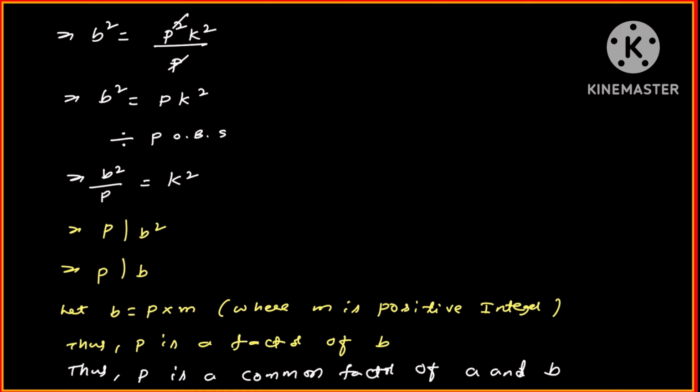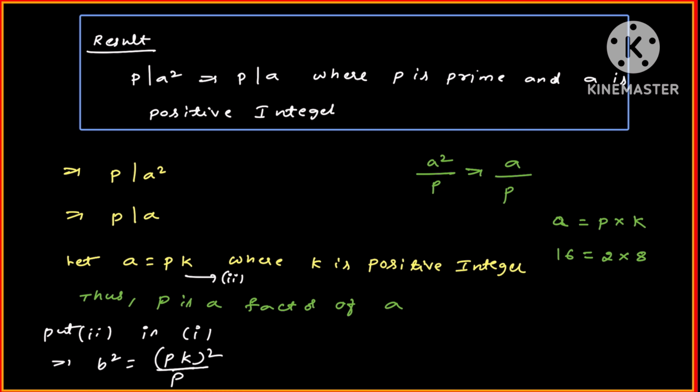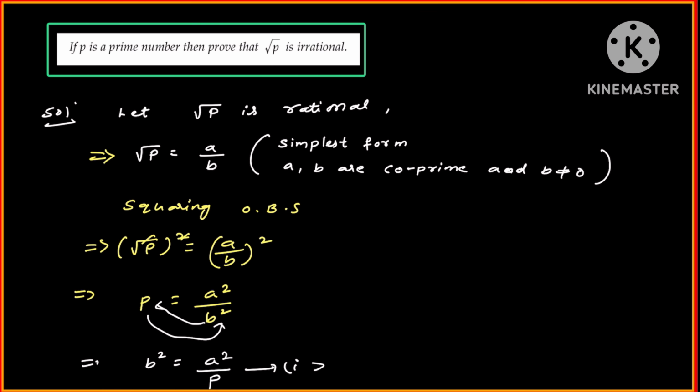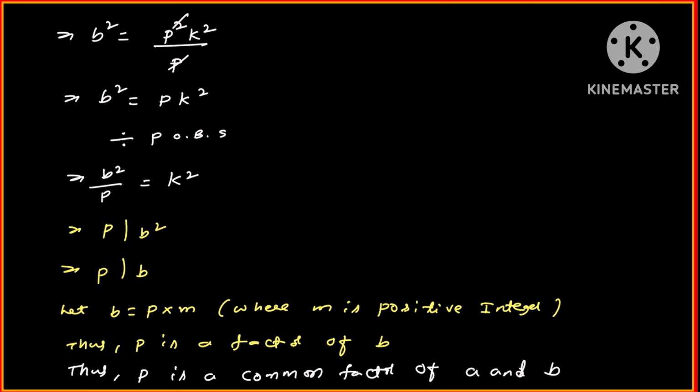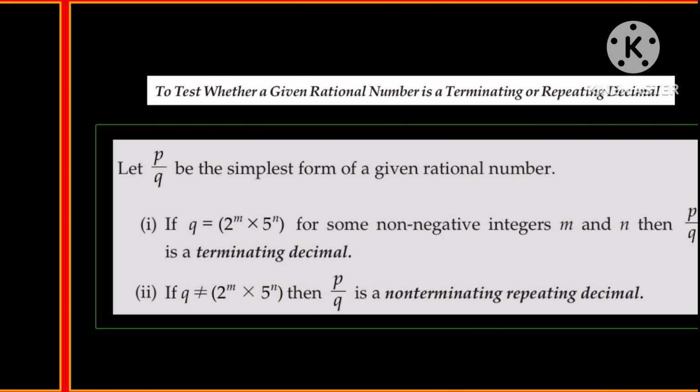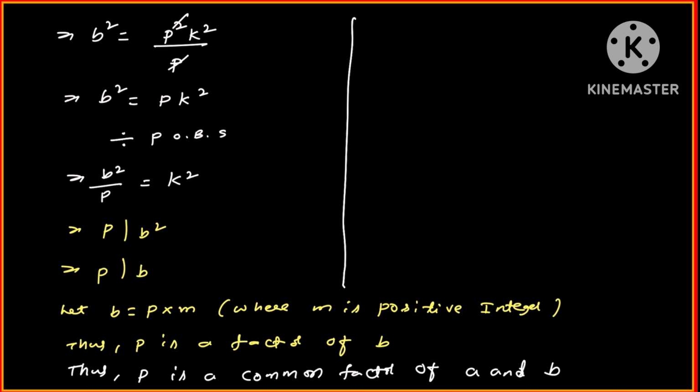That means our assumption is wrong. What we assumed was that a and b do not contain any common factor, but we showed that p is a common factor of a and b. That implies our assumption is wrong. Therefore, square root of p is irrational.